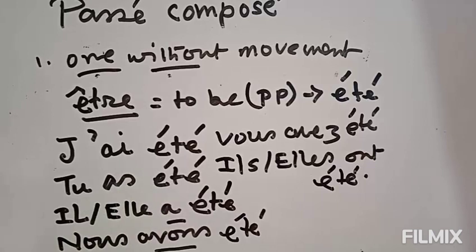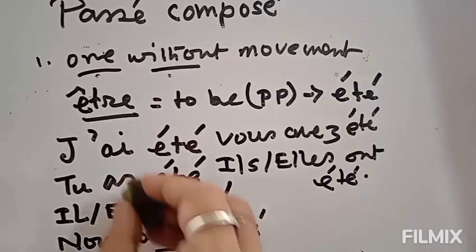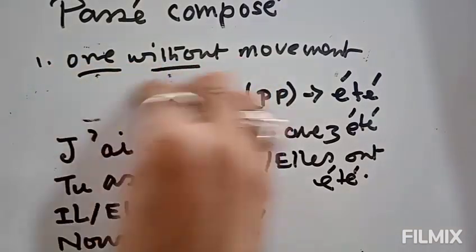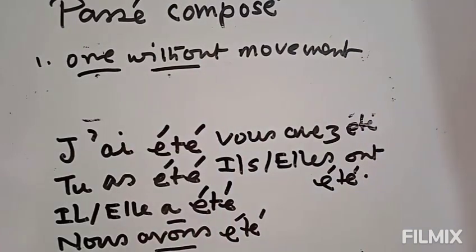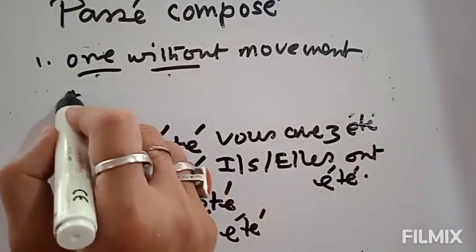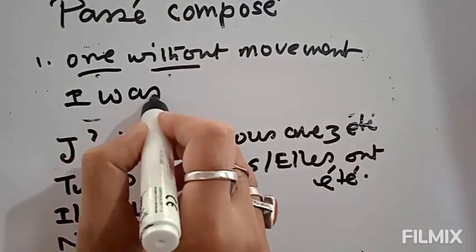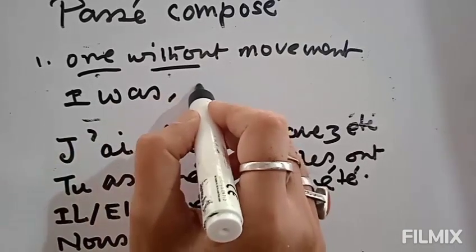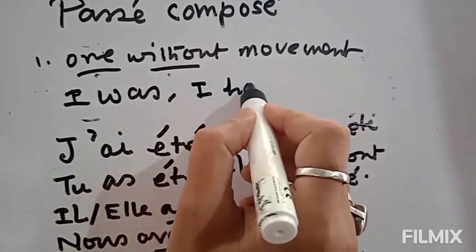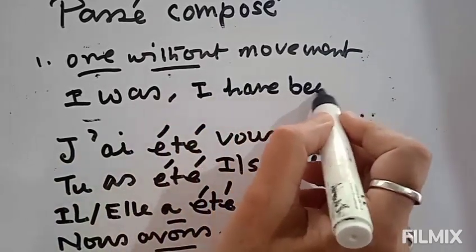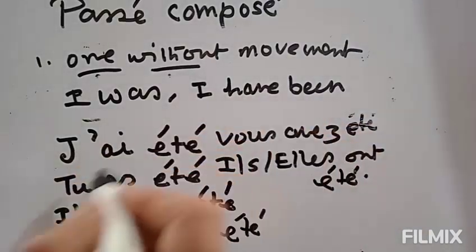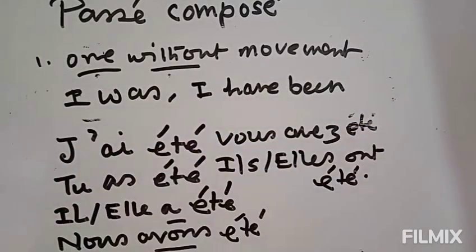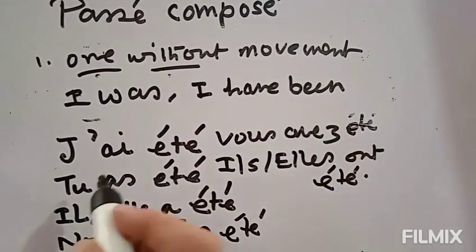But the meaning, if I give you the meaning in English: j'ai été, that means, the verb être is the "to be" verb. So if I say j'ai été, it means I was, or I have been. If you make it the perfect tense in English, it will also be the same. J'ai été, I was, or I have been. And similarly, it goes on.